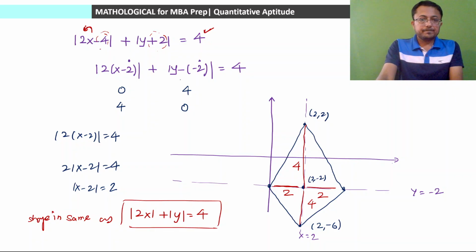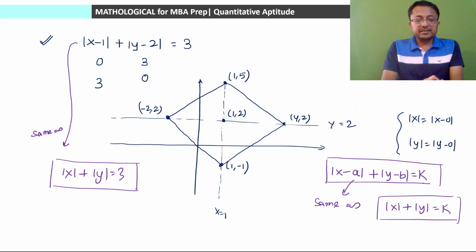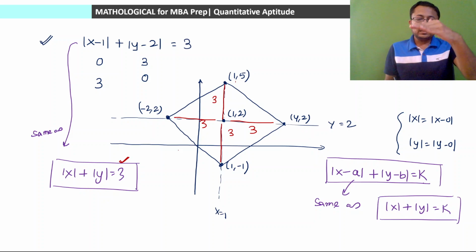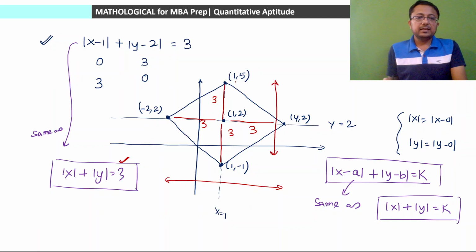Also, let us see in this case. Okay? So mod of x plus mod of y, if this is equal to 3, then this distance is equal to 3, this is also equal to 3, this is equal to 3, and this is also equal to 3. So basically for this rhombus, the length of both the diagonals is equal to 6. The horizontal diagonal as well as the vertical diagonal, the length of both the diagonals is equal to 6.